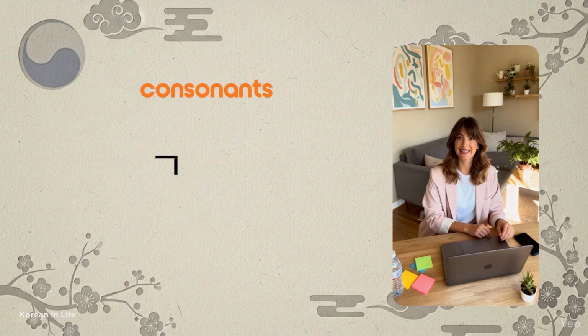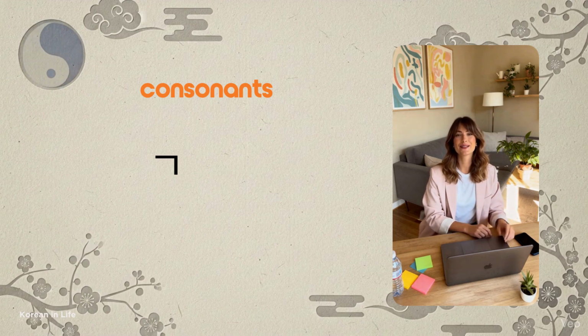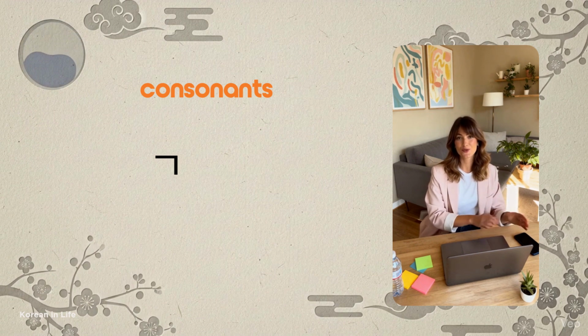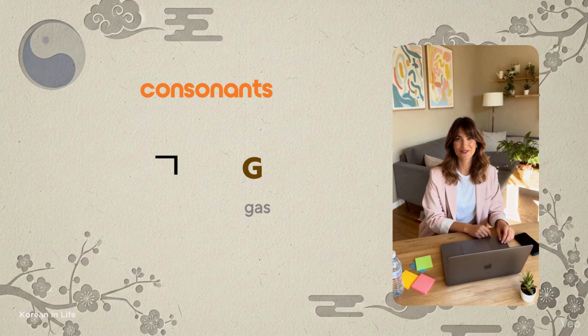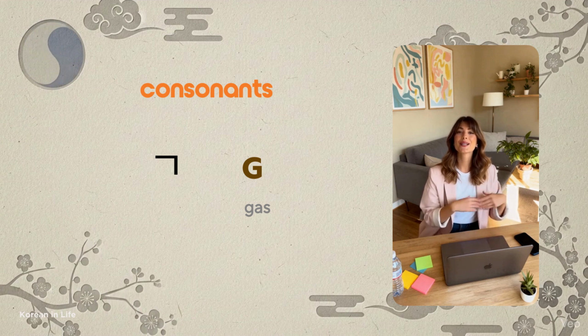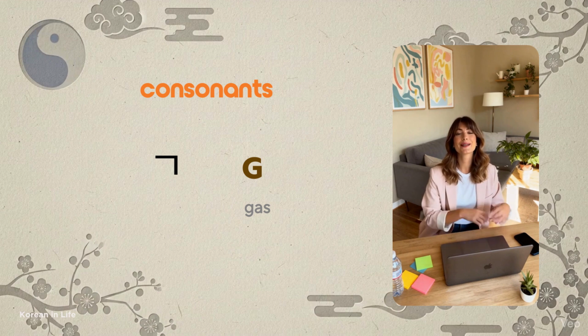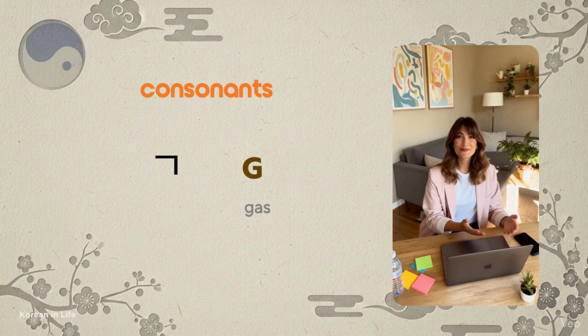The first letter is Giyeok. It looks like this, Giyeok. When this letter starts a word, it makes a G sound, like in gas. But when it comes at the end of a block, as a final consonant, it closes the sound with a K sound, like in book.